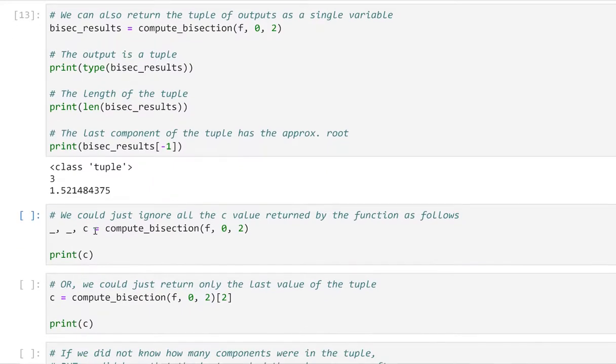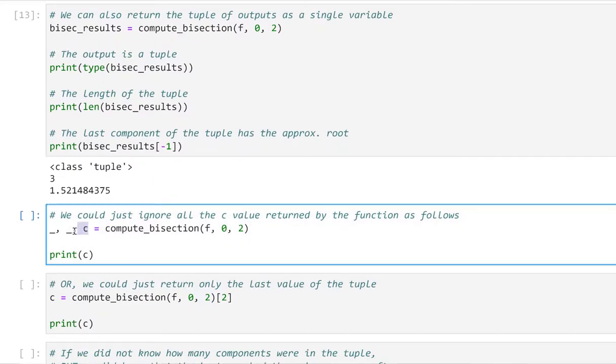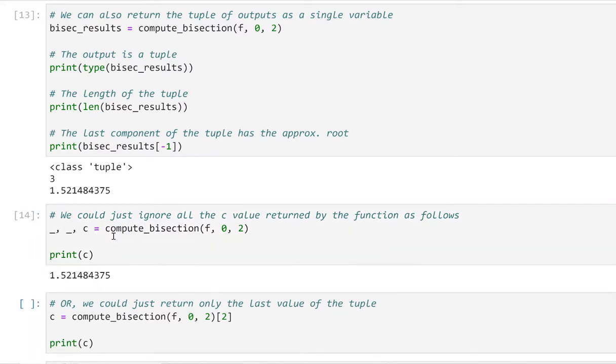If all you're interested in is the approximate root, then you can use underscores with the commas to basically say, I only want to return the C value, and the A and B values that are returned are just not stored as anything. So then there is the printing of C again.